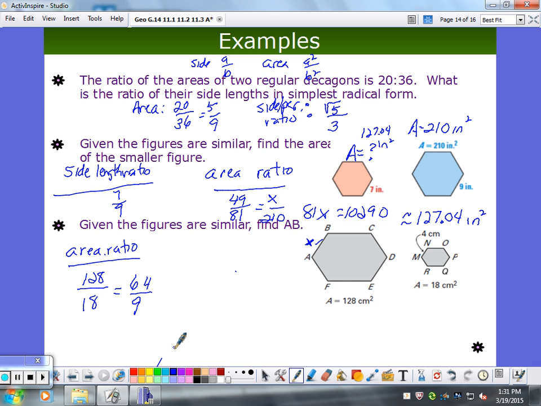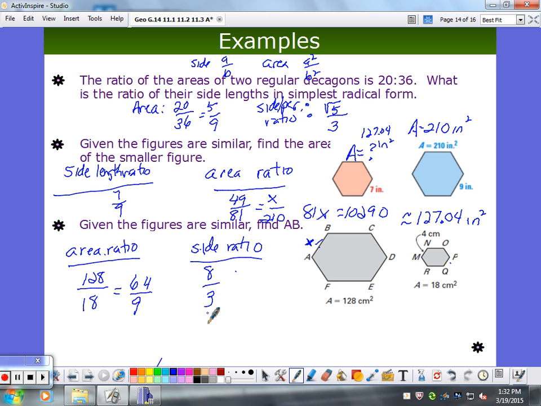That's the area ratio. But I want sides. So I guess I need the side ratio. What's the side ratio? 8 over 3. So you have to remember where you're going. If you're going from sides to area, you square it. But if you're going from areas to side, you take the square root. Does that make sense? Raise your hand. And if you're like, no, please ask the question.